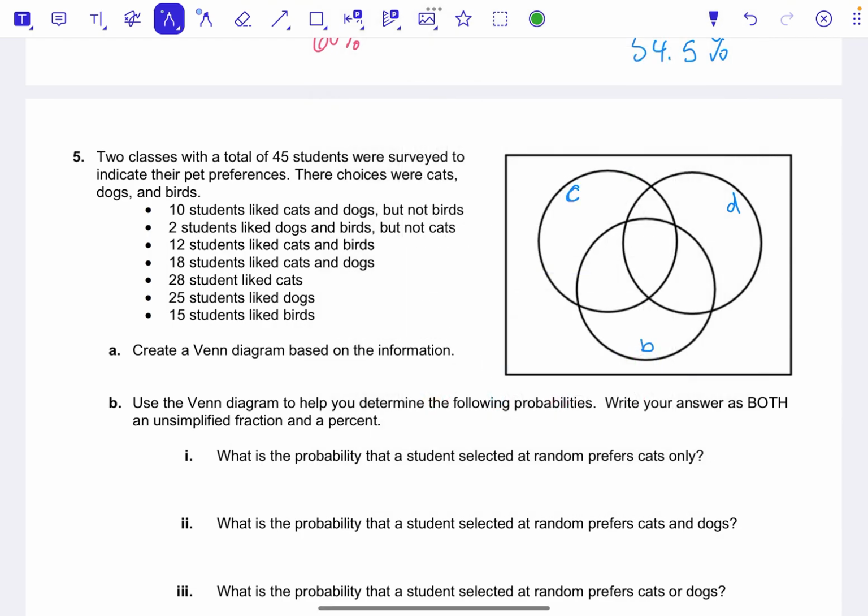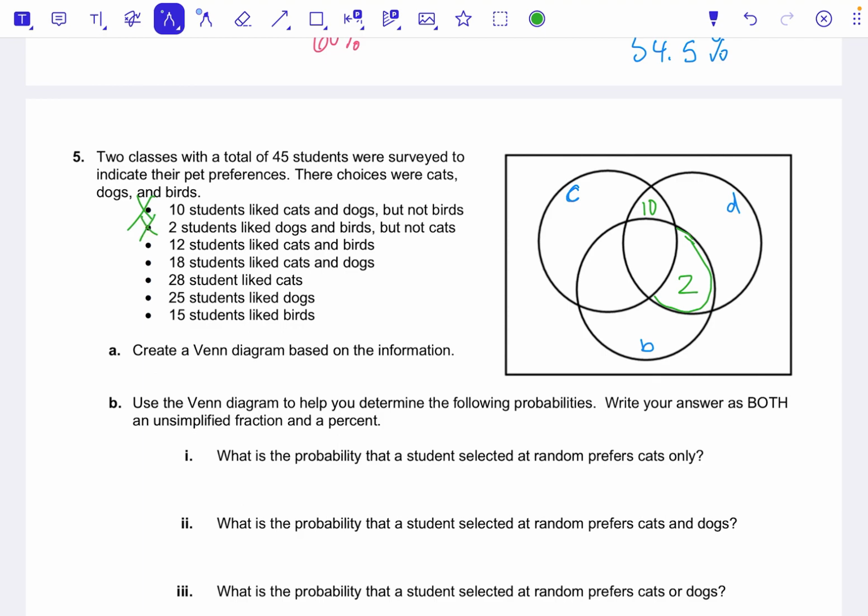We were told 10 students liked cats and dogs, but not birds. So we're looking in that overlap of cats and dogs, but not in the bird circle. That would be just this space up top here. So 10 goes in there, and I don't have to do any subtraction, just straight up 10. All right, students who like dogs and birds, but not cats. Again, we're looking in the overlap, but we want to take out the cat circle. So we erase the cat circle, which means we're just focused on the overlap between dogs and birds.